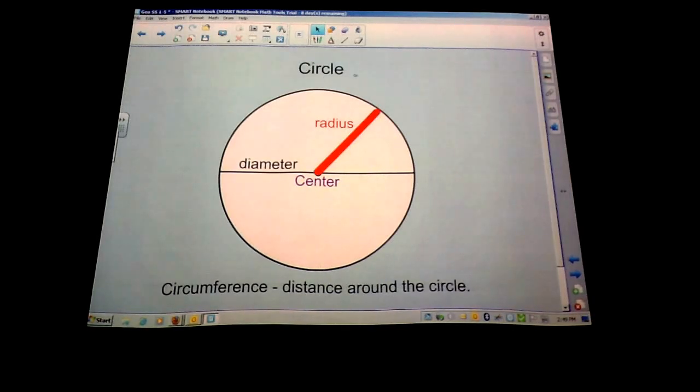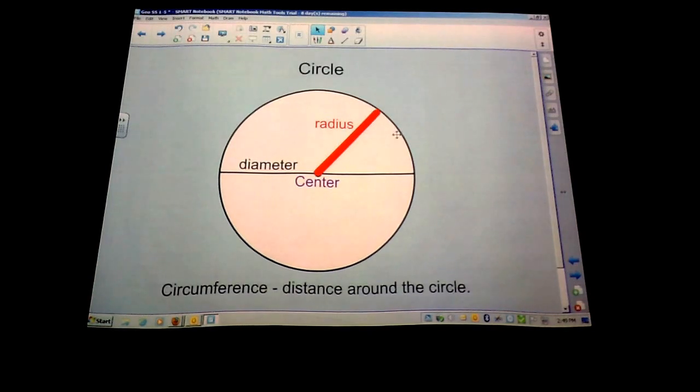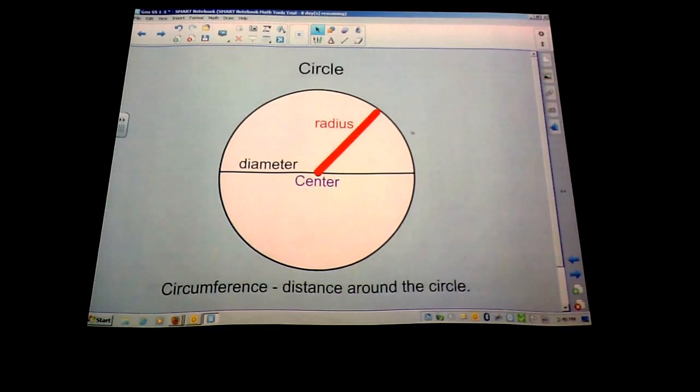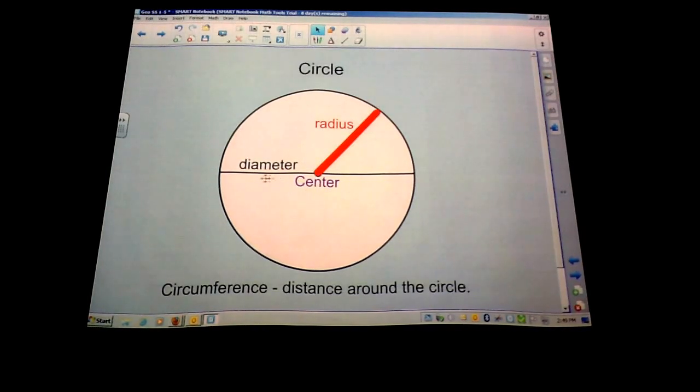Alright, we got a circle here now. We need to know a few things about a circle. Number 1, the center dot right in the middle of the circle is the center. Any line that goes all the way across through the center, goes all the way across the circle, that's the diameter. Any line that goes from the center to any point on the circle would be the radius.